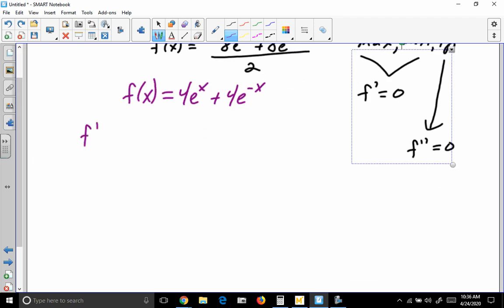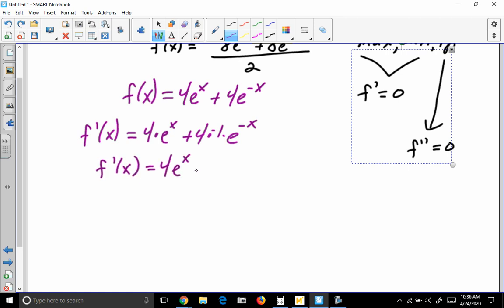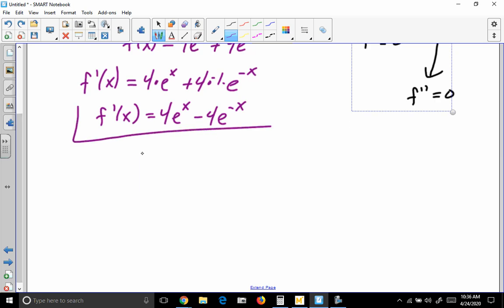So if we take our first derivative, we would have 4 times the derivative of e to the x, which is e to the x. And then the derivative of the next term is e to the negative x times the derivative of negative x. The derivative of negative x would be negative 1. So our first derivative is 4 e to the x minus 4 e to the negative x. So we'll get our second derivative in a minute. But if we want to find our critical points, set that equal to 0.